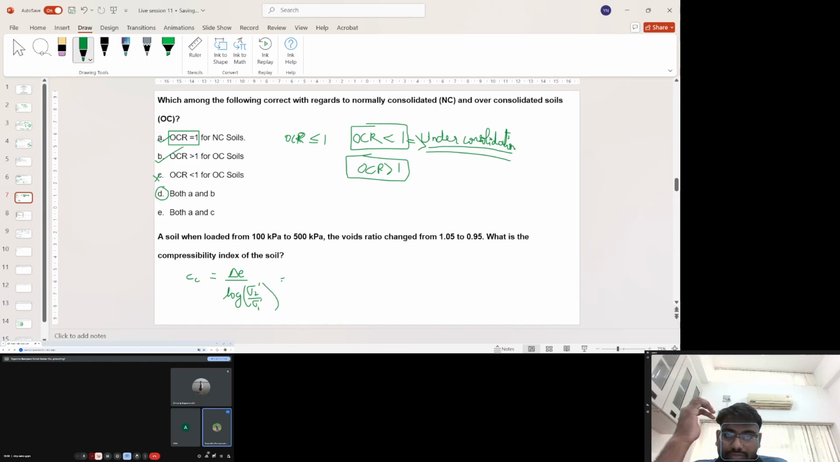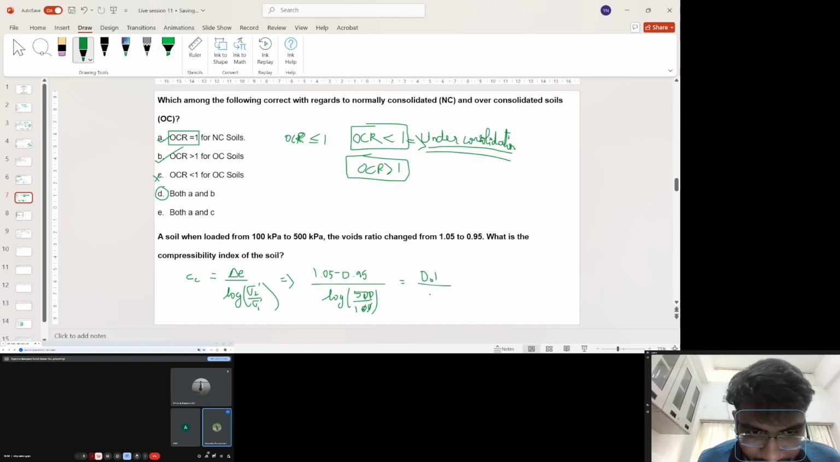So here it will be 1.05 minus 0.95 divided by log of 500 by 100. This you can take as log 5. This will come around 0.1, right? By log of 5. How much are we getting here?